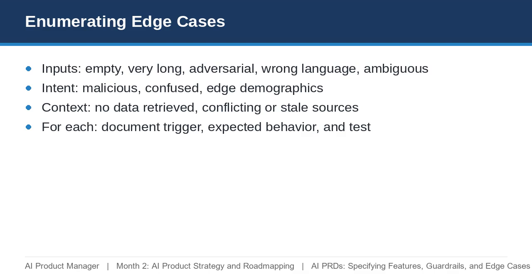Don't rely on imagination, use a structured method. Walk through input dimensions like empty, oversized, adversarial, or off-topic inputs. Consider user intent, including malicious and confused users. Think about context failures, no relevant data retrieved, or conflicting sources. For each edge case, document the trigger, the expected behavior, and how you'll test it. Then bake these into your eval set so regressions get caught automatically.